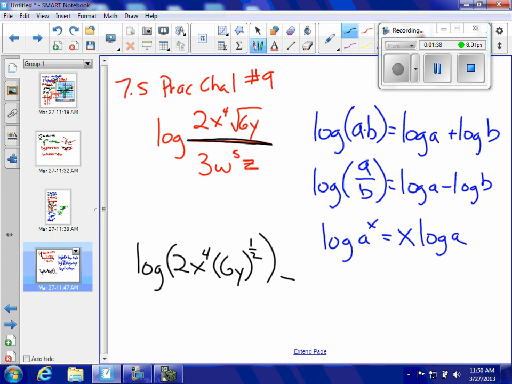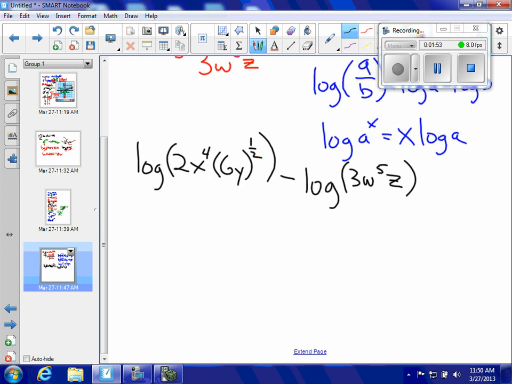Minus, not over, minus log 3w to the 5th z. So now I have two logarithmic expressions, and they are products. I can see that I have a 2 times x to the 4th times 6y to the 1/2, and I have a 3 times w to the 5th times z.